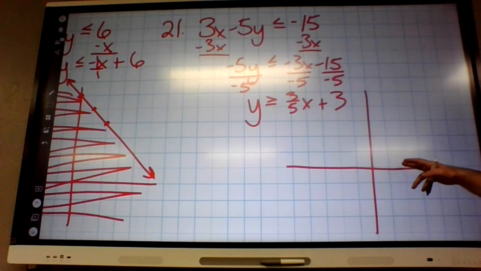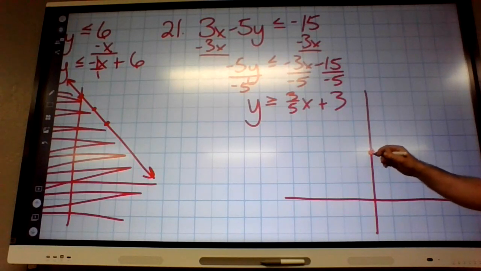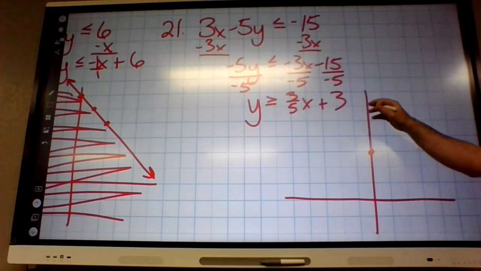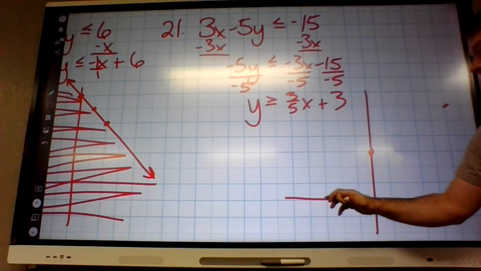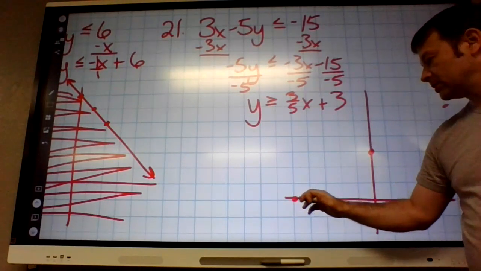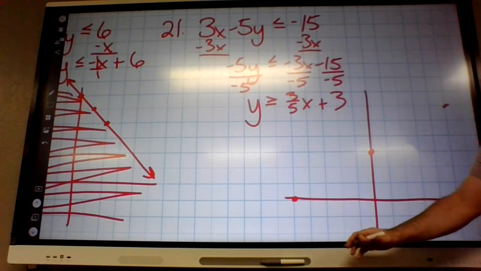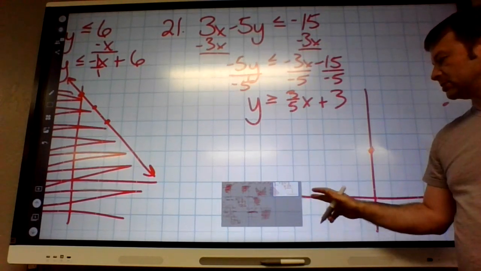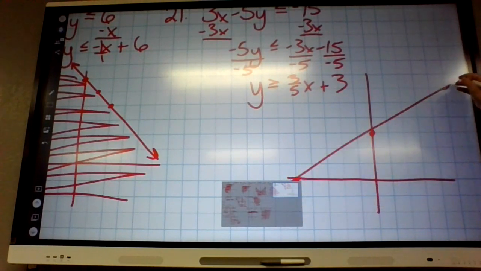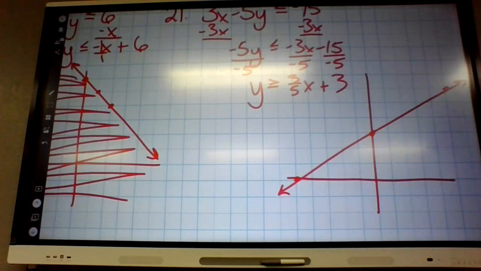You good? Okay, so we're going to start up at 3, and we're going to rise 3 and run 5. Or go down 3 and back 5. Is the line solid or dashed? Oh man, it's solid. And are we shading above or below?